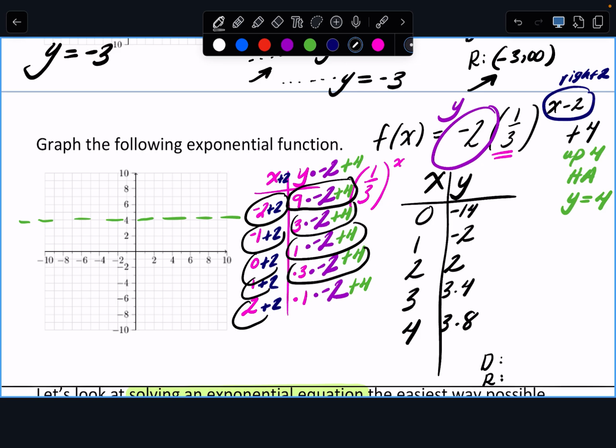Graph the points and say, is this looking right? Over 0, down 14. Down here, over 1, down 2. Over 2, up 2. Over 3, up 1, 2, 3.4. And over 4, up 3.8. If you look at the black dots, looks good. It looks exponential in shape. It just was reflected.